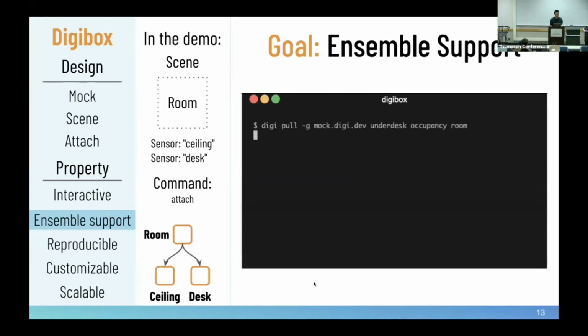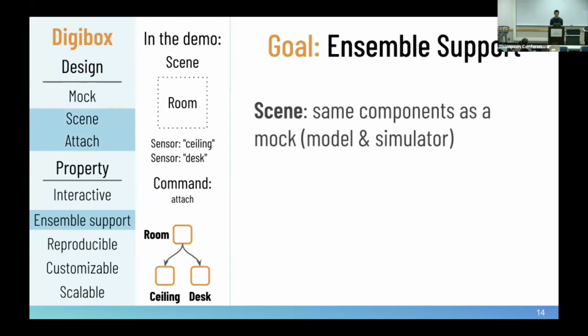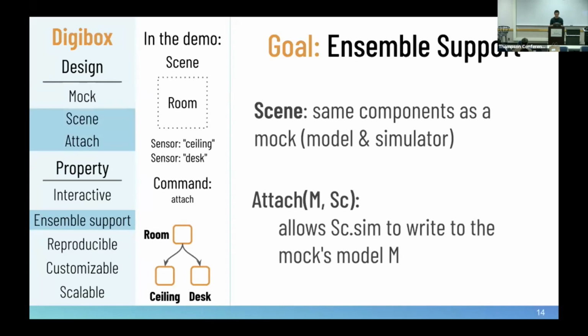So why is this happening? First of all, Digibox allows simulating the scene just as the mocks, where each scene has a model and a simulator that can generate events and run simulation logic. Then the mocks can be attached to the scene, by which the scene can update their models and coordinate their behaviors.